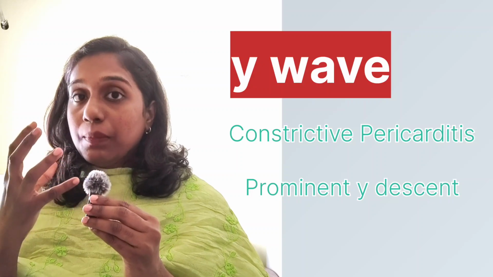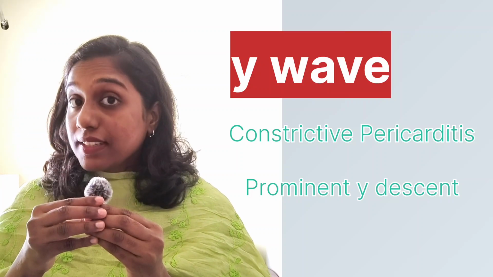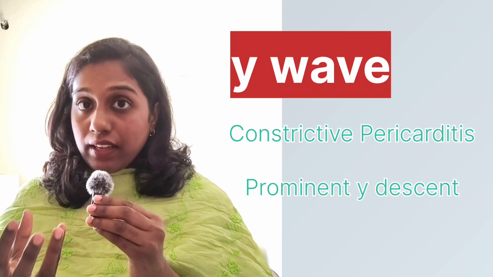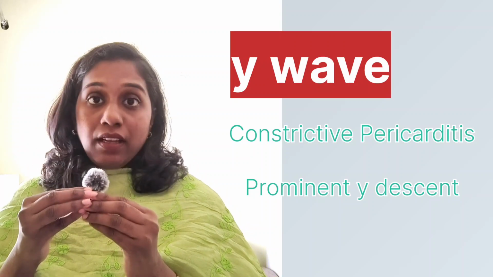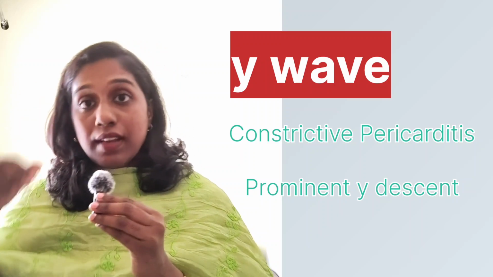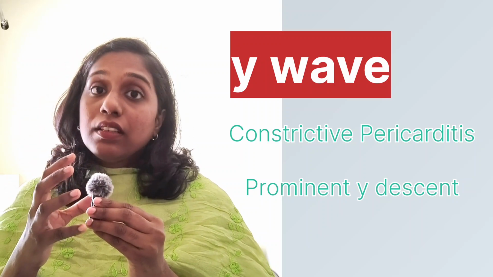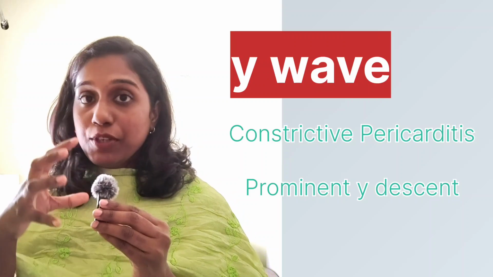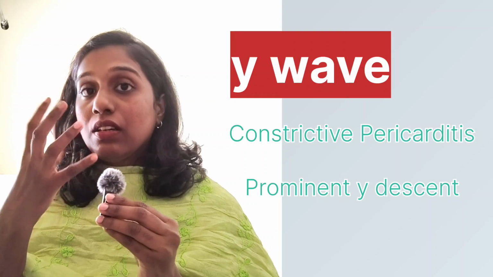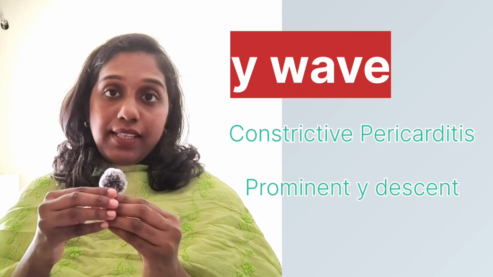That is because the pericardium will be very tight and less compliant in constrictive pericarditis. So the ventricular filling will get impaired. But in early diastole, the blood rushes from the right atrium to the right ventricle when the tricuspid valve opens. So this creates less pressure in the right atrium, and the Y descent will be prominent in constrictive pericarditis.